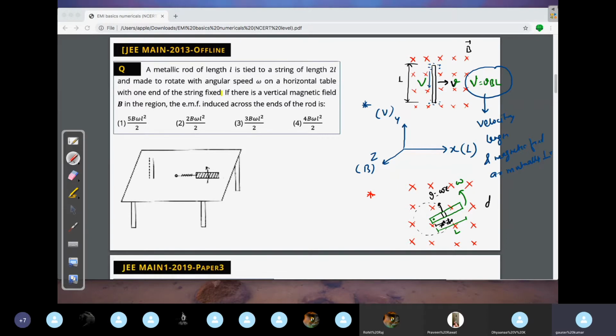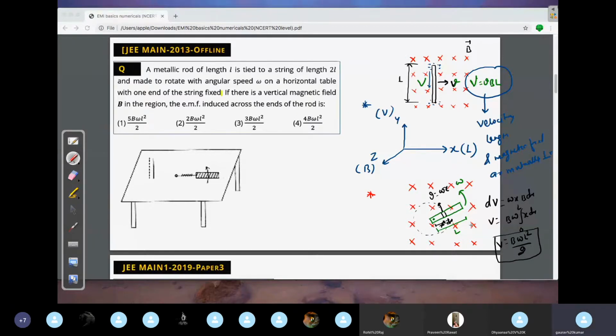So what is dv? dv will be vB, this v B dx we can apply here. So dv is omega x into B into dx. So what is the total potential difference you will get? B omega will come outside, x dx, integration from where to where? 0 to L. So we will get B omega L square by 2. This is the formula for potential difference.